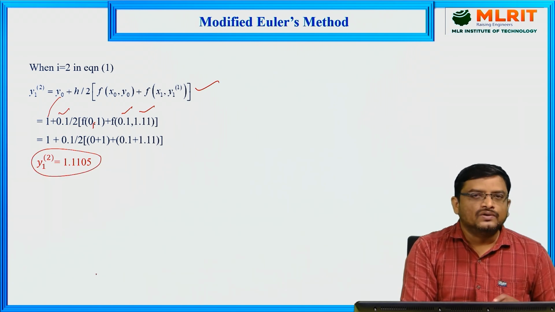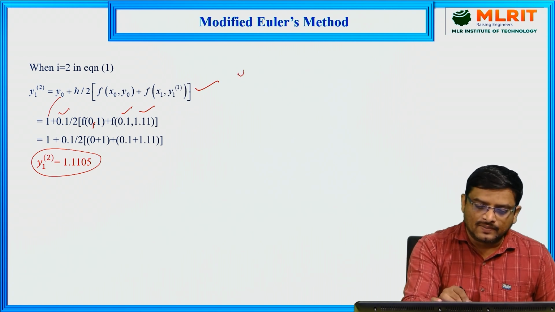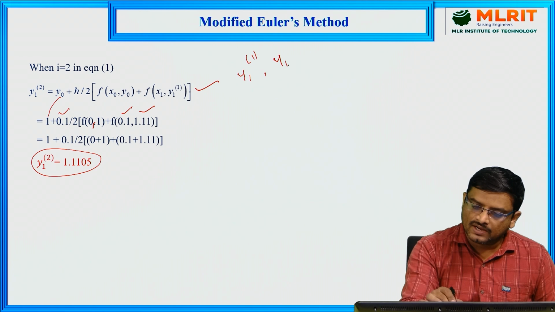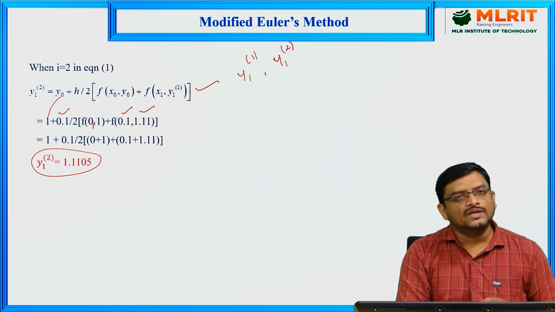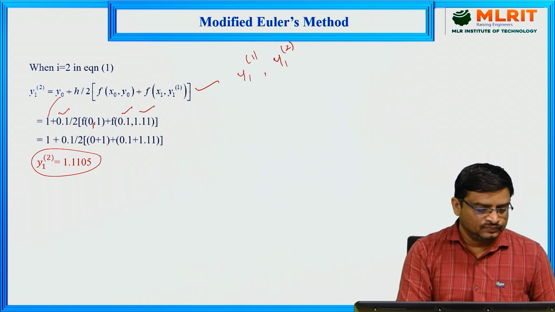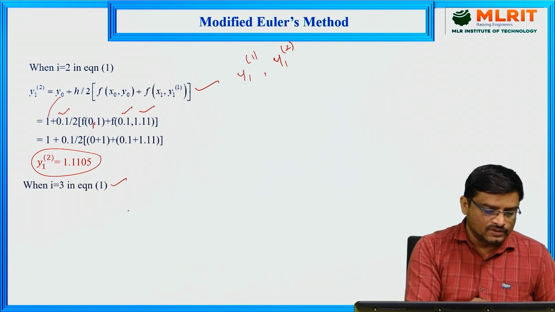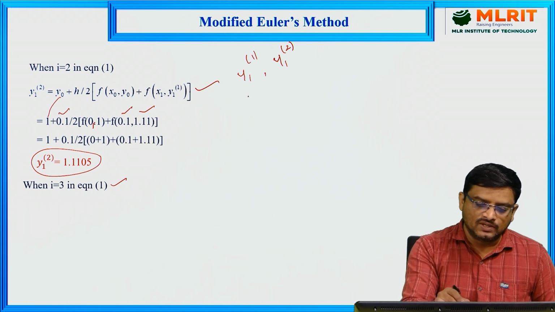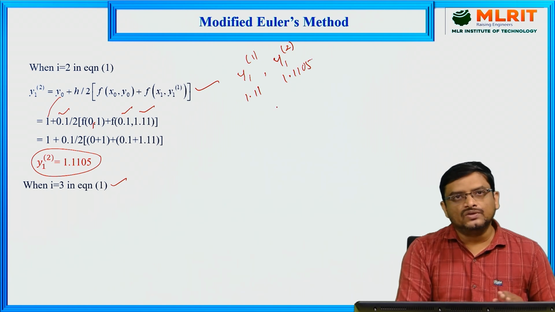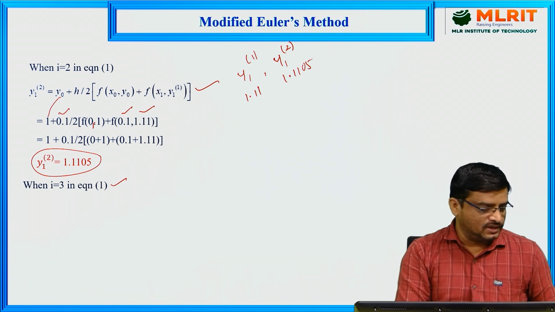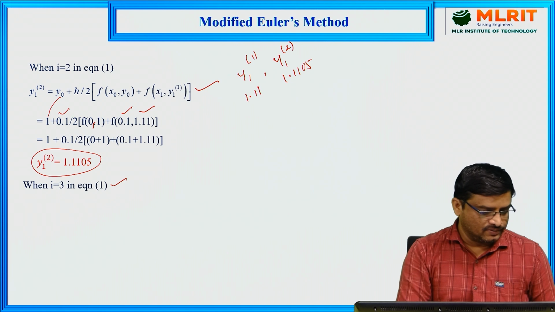So now if you want to stop the problem, you compare the values of the first approximation of y1 and the second approximation of y1. If these values coincide, then we can stop. Otherwise, we have to go to the third approximation. I want to go for the third approximation because the first approximation we got is only 1.11. So here we got 1.1105. So minimum 3 to 4 digits have to coincide here after the decimal point.